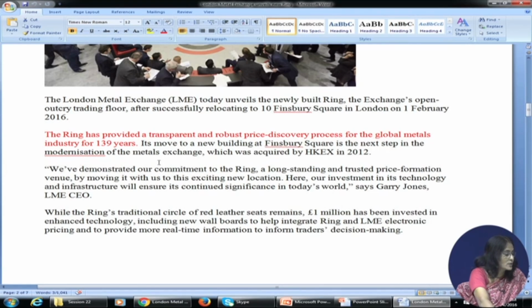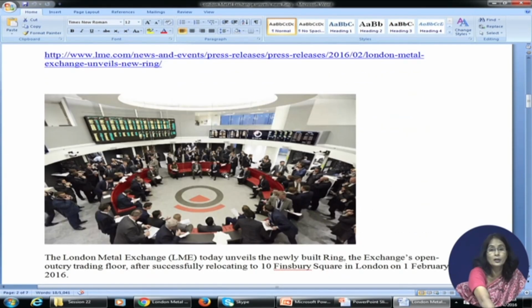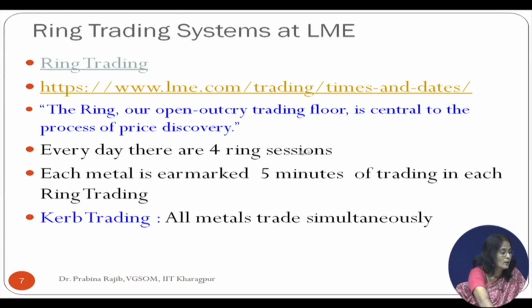The ring has provided a transparent and robust price discovery process for the global metal industry for 139 years. So this is the latest report which was published by the London Metal Exchange. And it's also another quote from the LME website. This is the ring.